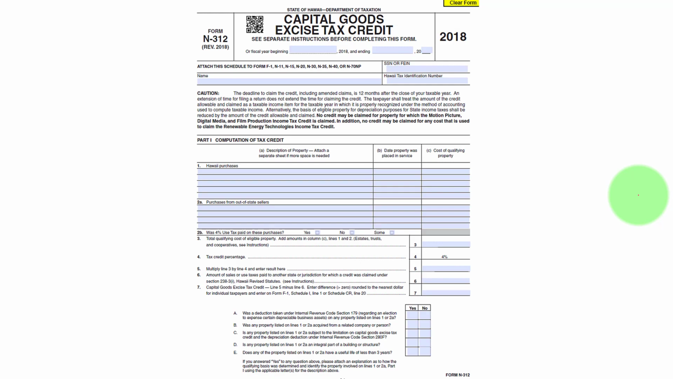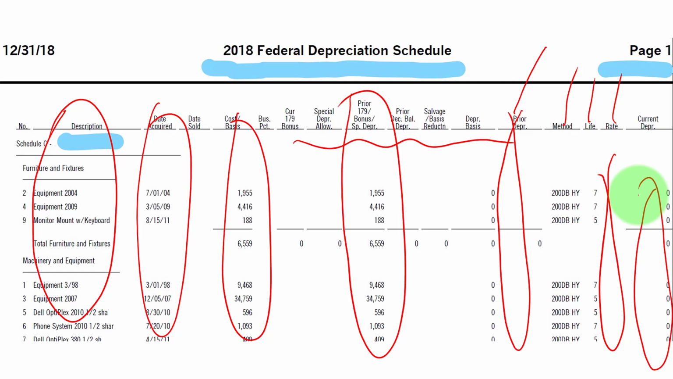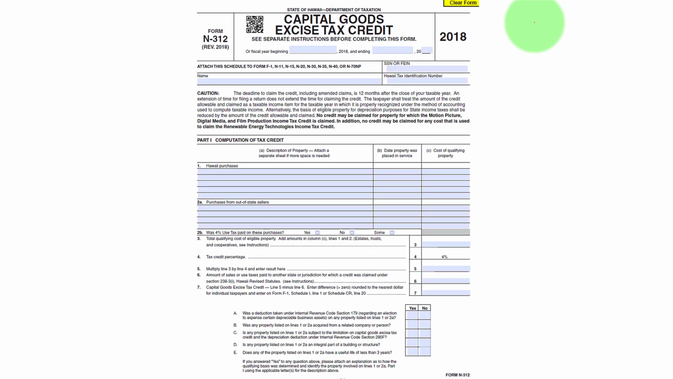Hawaii has its own depreciation rules, so you could have a separate schedule like this for the state. You probably also have a separate schedule to calculate depreciation for AMT purposes, maybe something called earnings and profits purposes. Different methods of calculating depreciation for different reporting or different tax purposes. And thank God we have computers to help us do all of this type of record keeping.